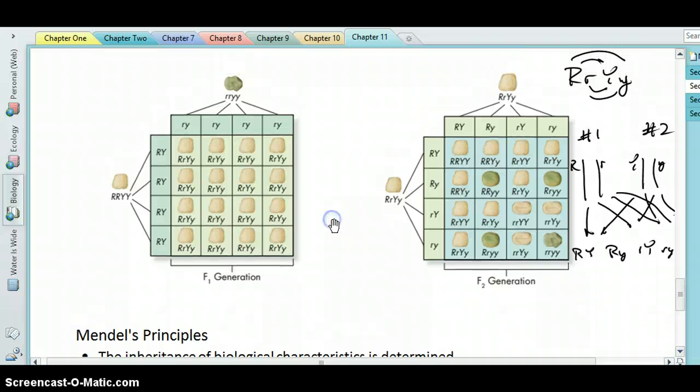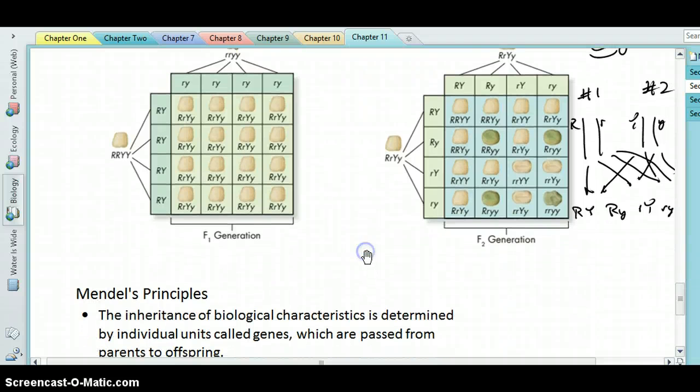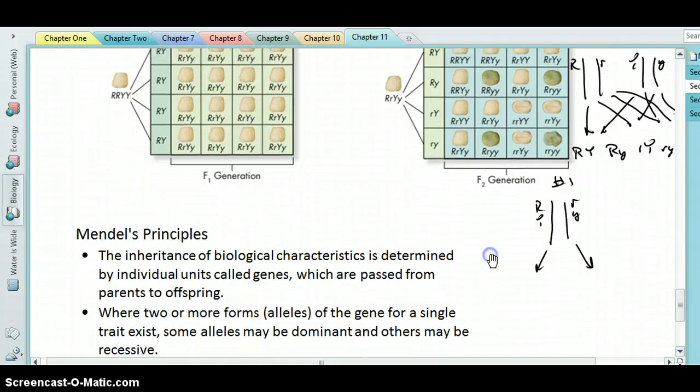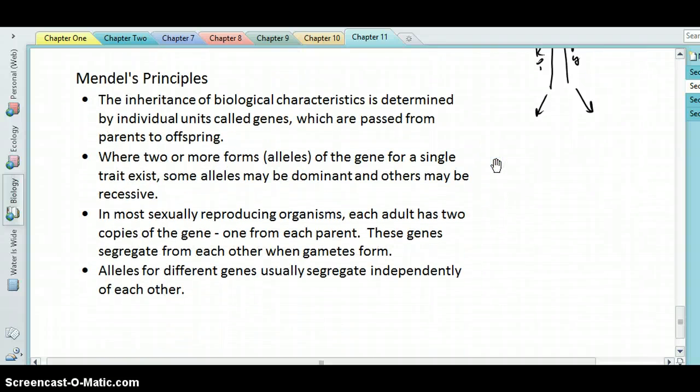Now, where things do not sort independently is when they are found on the same chromosome. So if the R and Y genes are on the same chromosome, they tend to stick together when they segregate. But what Mendel was looking at with his pea plants were traits that were all found on different chromosomes, so they all sorted independently of each other. All right, so here are the principles that Mendel figured out from his studies with pea plants.